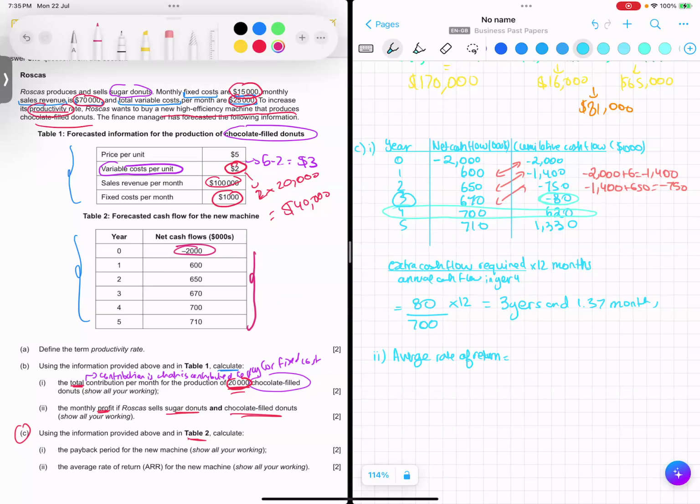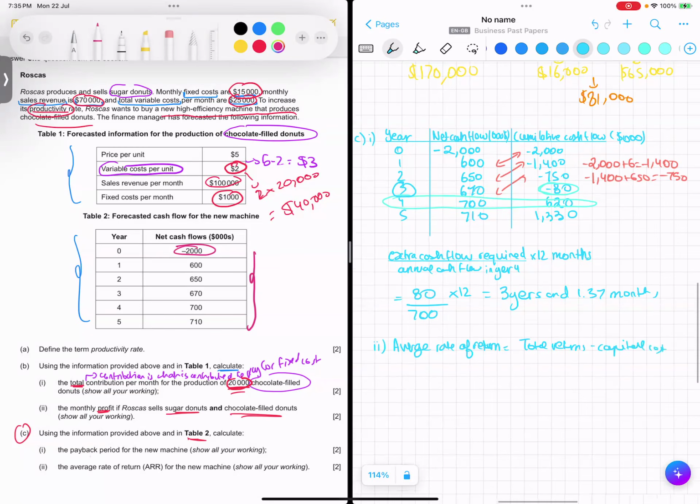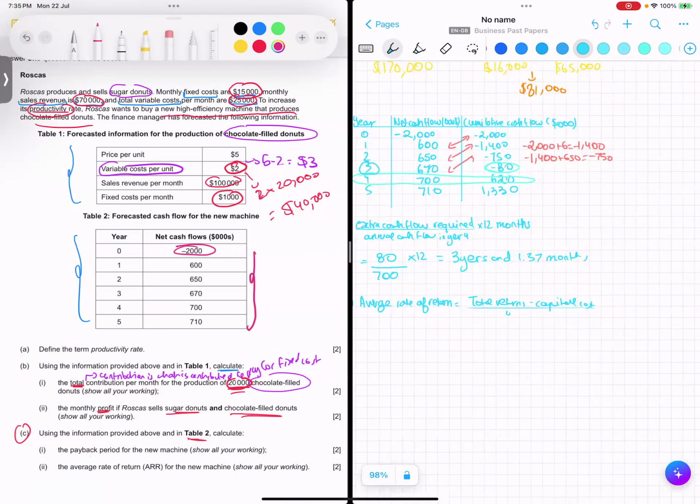It's basically understanding, but you have total returns minus capital cost, over years of usage, and then all of it is divided by capital cost, times 100. So we get 3,330,000. That's our total returns, because we actually do know that these are total returns.